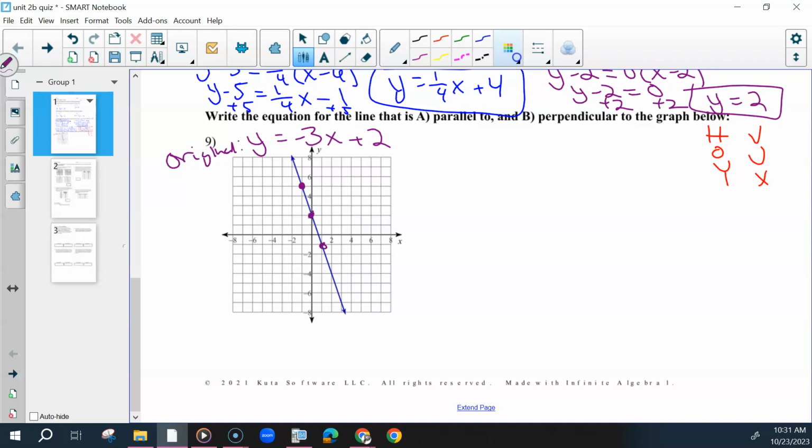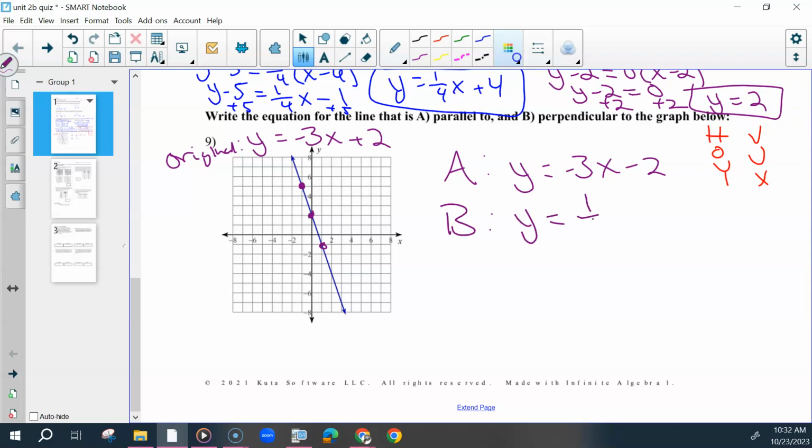Then you had to find something that would be parallel. So it has the same slope. Pick whatever number you want. This cannot be the same, because if it is the same, you have basically created the same line. It wouldn't be parallel. Perpendicular. Flip your slope. Make it positive. Put whatever y-intercept you want. Same, different, doesn't matter.